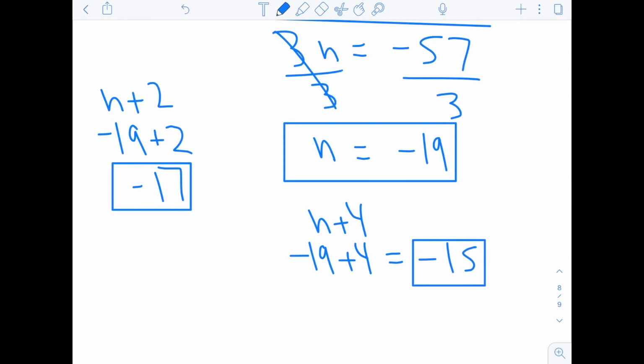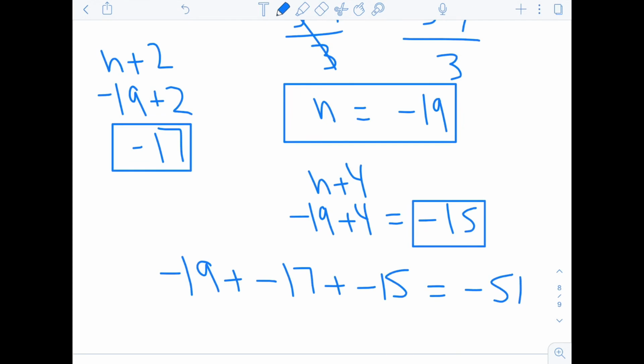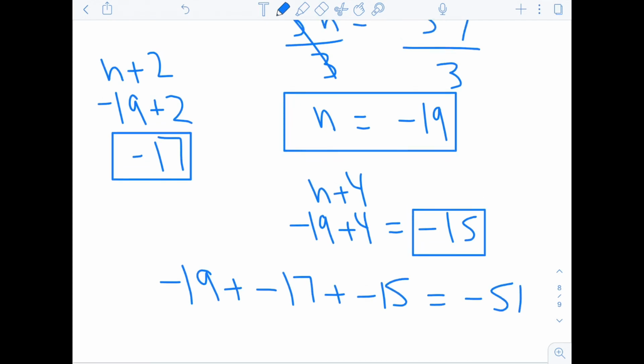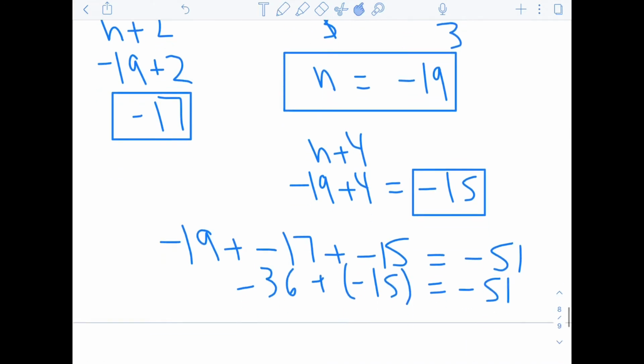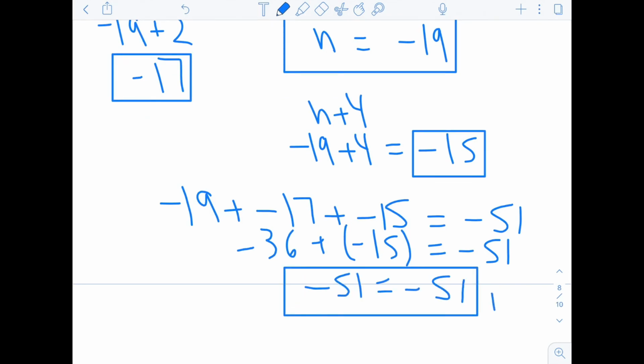And let's check if our solution makes sense. If we do negative 19 plus negative 17 plus negative 15, we should get negative 51. So negative 19 plus negative 17 is negative 36, and negative 36 plus negative 15 is negative 51. So you get negative 51 equals negative 51, which makes sense.